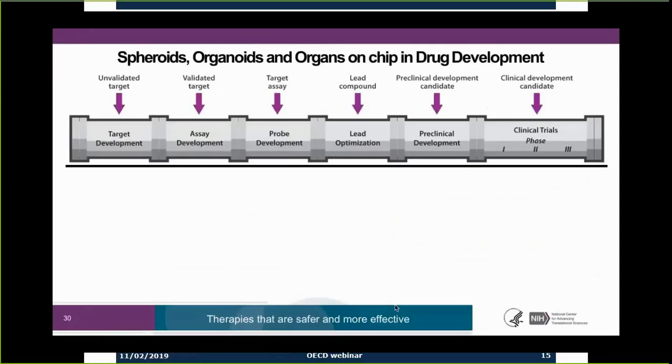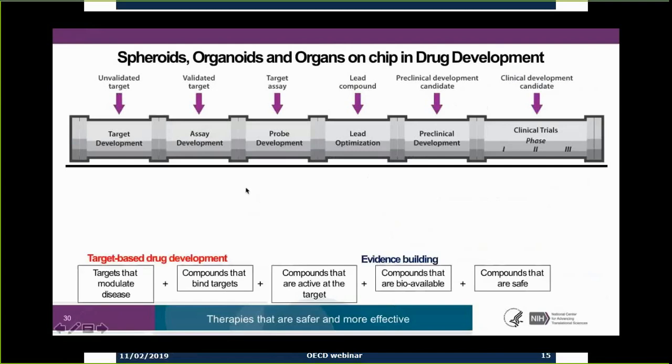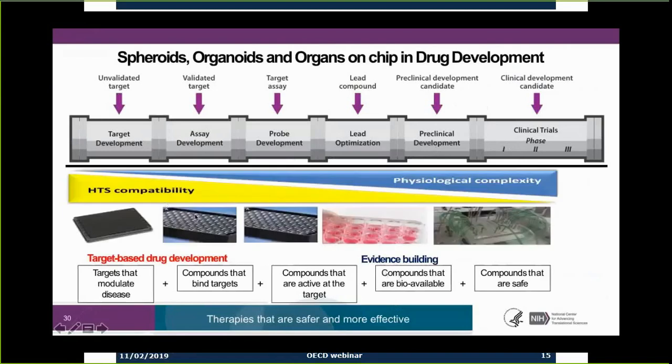And just to summarize where the organs on chip would fit, as you go into the drug development pipeline, going from target development to preclinical as well as clinical stage, looking at target-based development and evidence building, you would see that spheroids and organoids would essentially fall within the realm of having high throughput screening compatibility, but decreasing physiological complexity, whereas the organs on chips are certainly much more of a low throughput to medium throughput technology, but with increasing physiological complexity, and can be more deployed into the late stage preclinical and early stage clinical development.